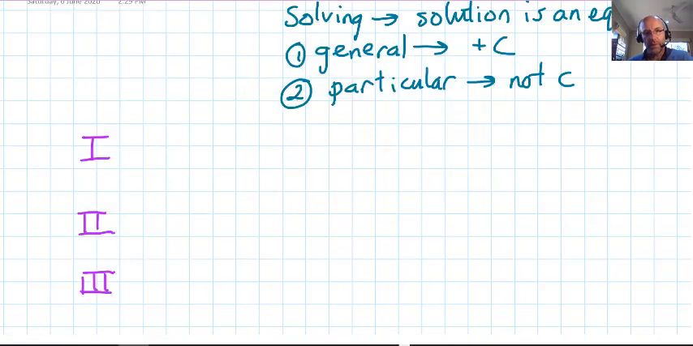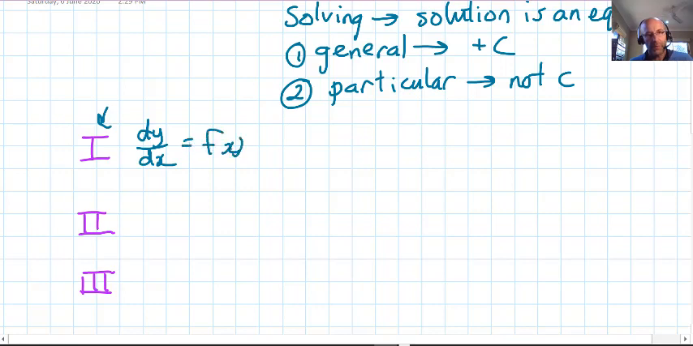Over the course of the next few videos, we'll be solving differential equations in three different forms. I'll just quickly outline all three forms in this video, but this video is basically going to focus on showing fully worked examples for the first type. The first type is where we have dy dx equals f of x. You're already familiar with that.